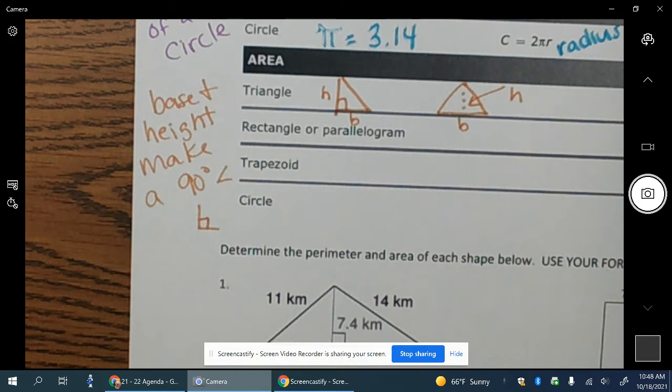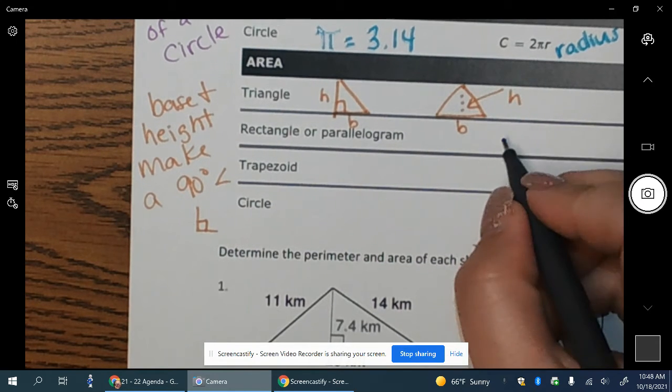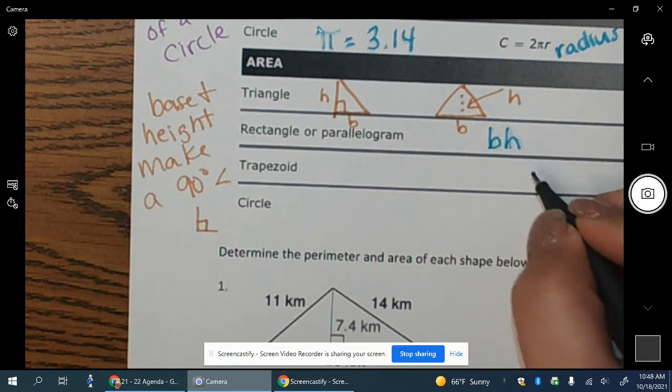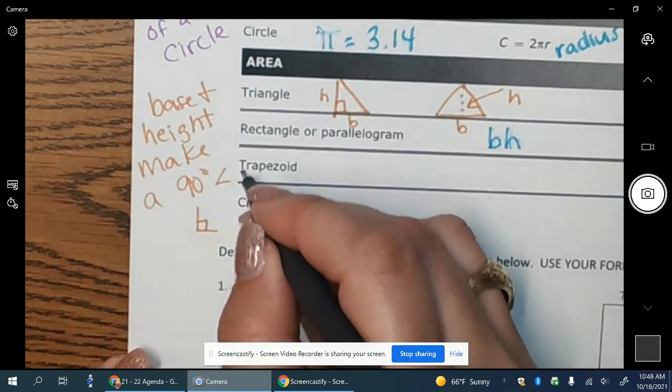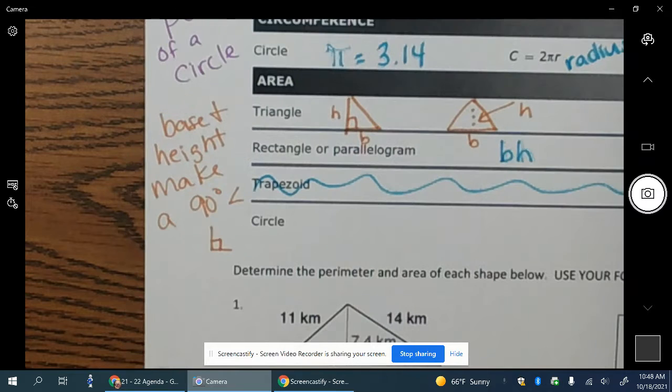Rectangle. Super, super, super easy. How do you find the area of a rectangle? Yeah, base times height or length times width. You just multiply. Trapezoids we don't need to know for this unit, so we can just mark this off. But circles we do need to know. The formula is pi r squared. What does r squared mean?